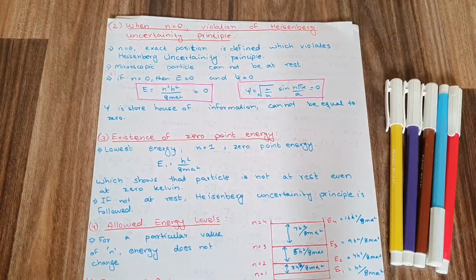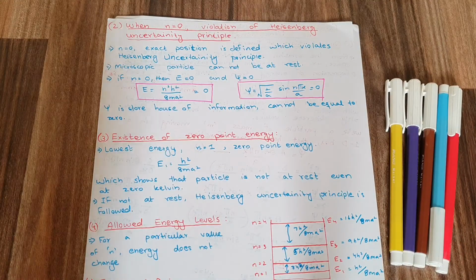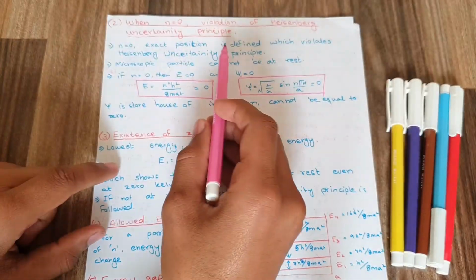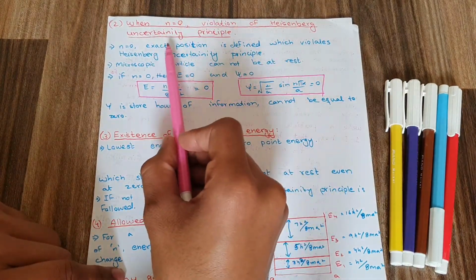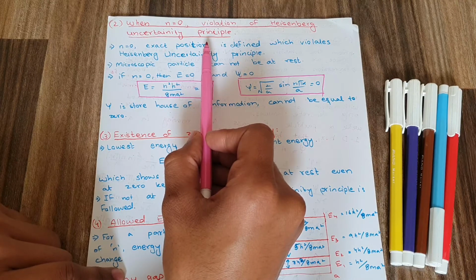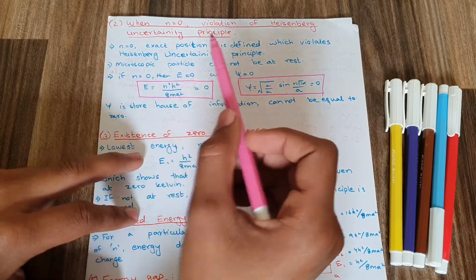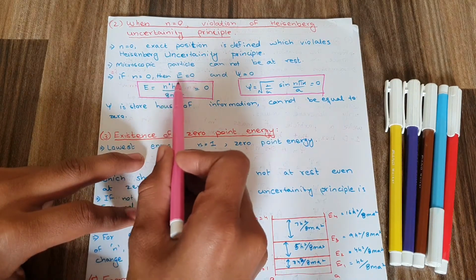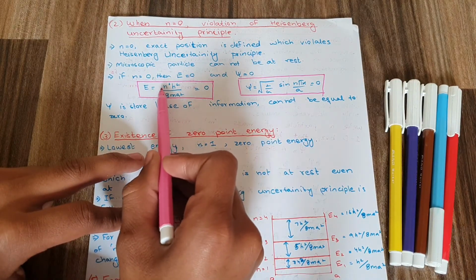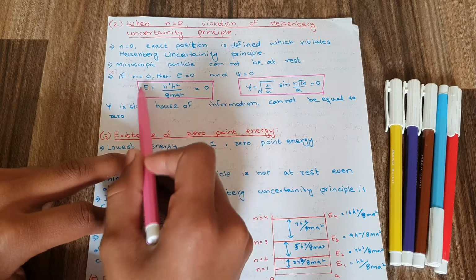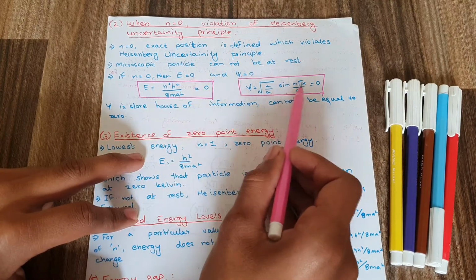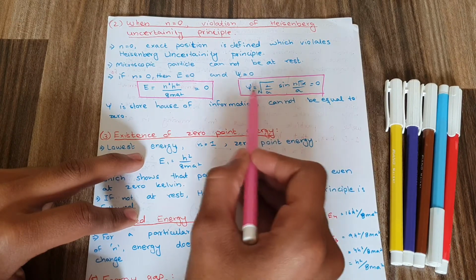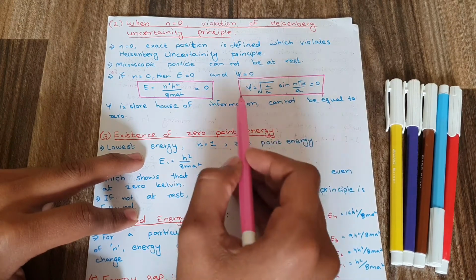So our next conclusion is that when n is equal to 0, we have a violation of Heisenberg uncertainty principle. What does it mean? As you know, energy has a formula n square h square over 8m a square. If my n is 0, the value of energy comes out to be equal to 0. Similarly, if n is equal to 0, then this n will also become 0 and my psi will also become equal to 0.